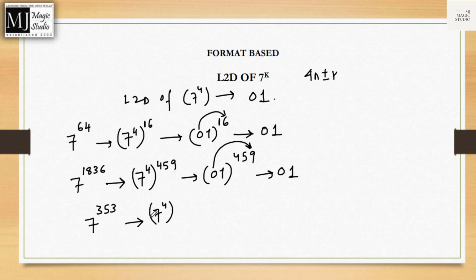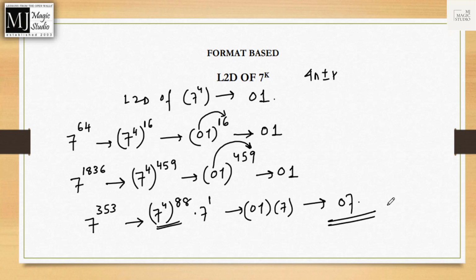7 to the power 4, let me divide. It will go 88 times and we are left with 7 to the power 1. So the last two digits of this part we know would be 01, 01 to the power anything will give 01, into 7. So last two digits of this entire expression is 07. Very good.